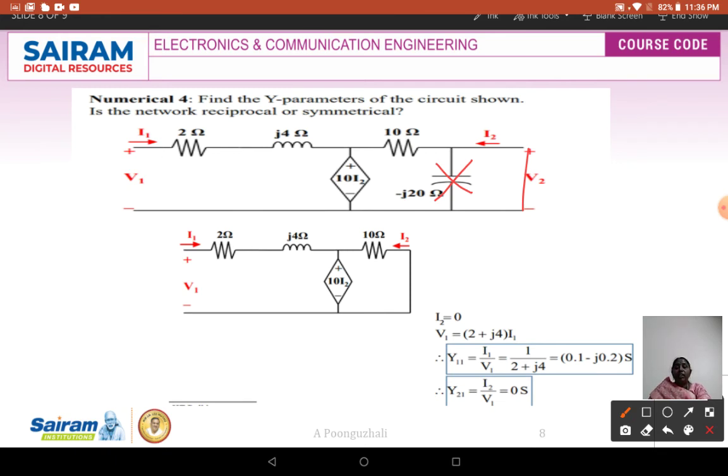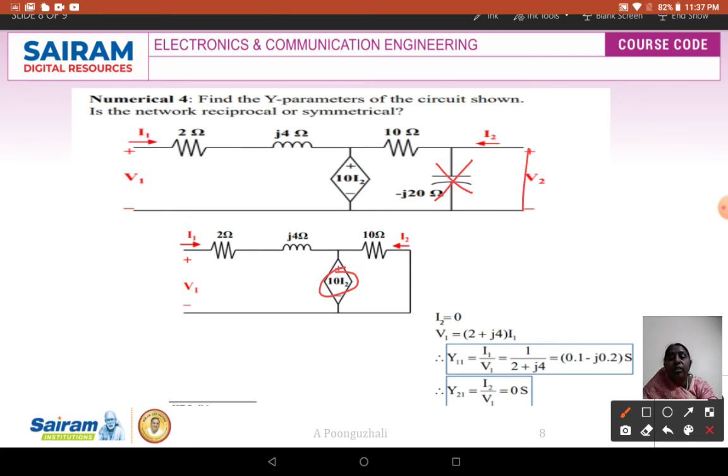Now we can say that your I2 is going to be 0. So we want to find out your V1. If this V2 is short circuited, there is going to be no current I2 flowing there. So here we can write I2 is 0, and when I2 is 0, this part of the branch also will get eliminated, and now the total circuit will be V1 equivalent to 2 plus j4 ohm.